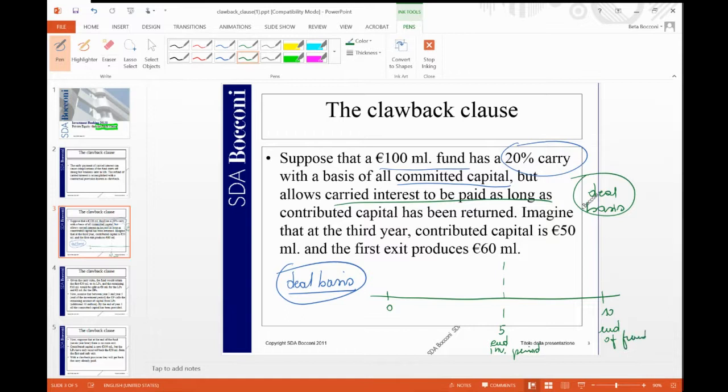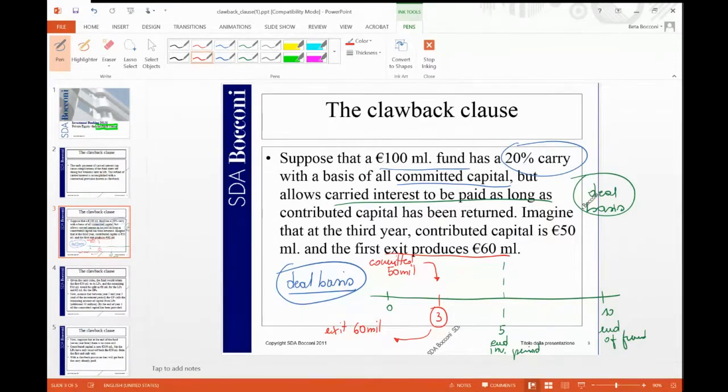End of fund. Suppose that you are in year number 3. Assume that no management fees are there. So the contributed capital, the amount of committed capital that has been provided, is 50 million. So not the full amount. But you have the chance in year number 3 to make an investment exit. So you exit an investment at 60 million.